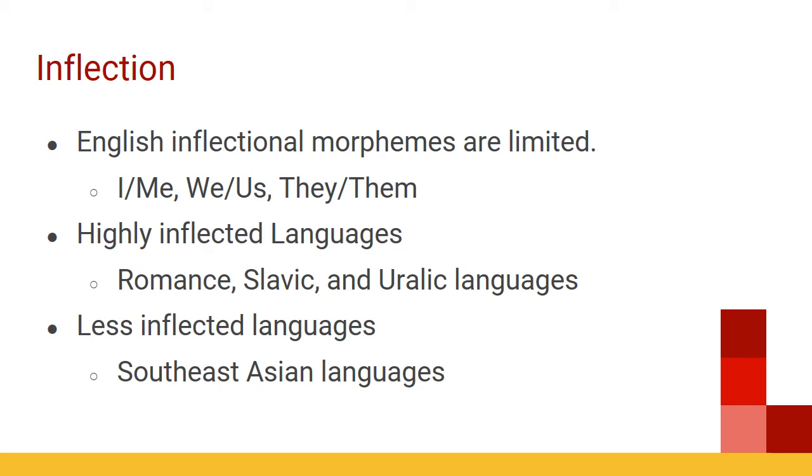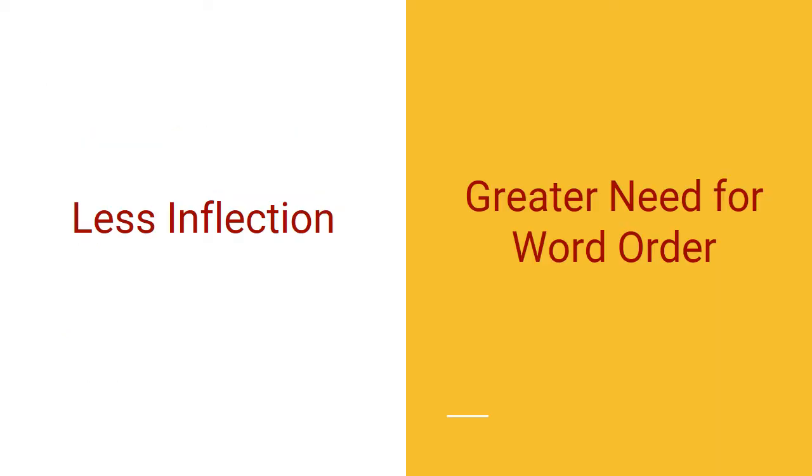Less inflected languages would be examples like English, but also Southeast Asian languages like Chinese. Word order matters in those languages. There's not very much inflection. And so this is just what languages have done. They've either used lots of inflections to help carry grammatical relationships between words, or then word order becomes highly important and very inflexible often because there's less inflection.